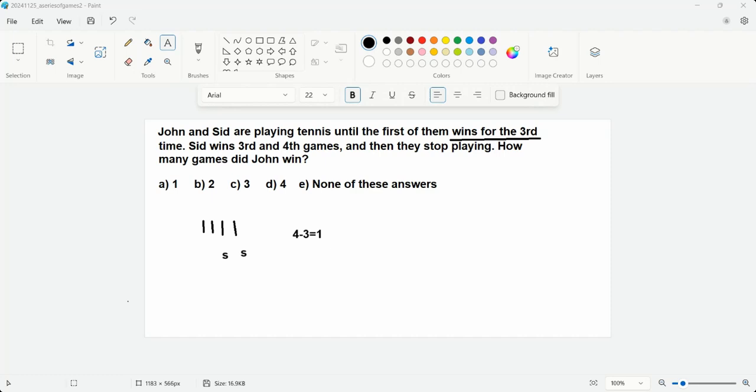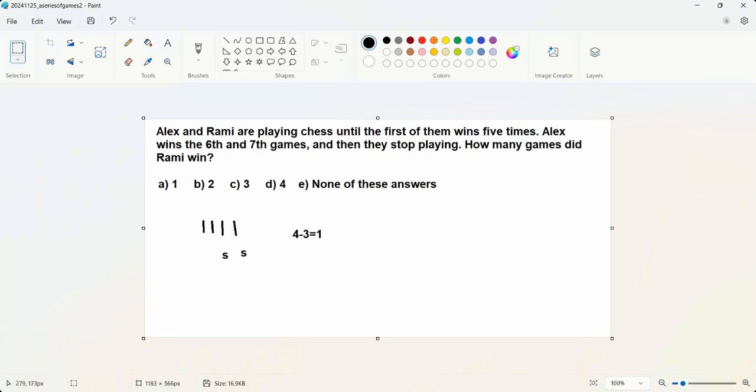To make this problem a little more complex, let's say there are more games. We just tried four games. Let's say we had more games, what would happen then? Alex and Rami are playing chess until the first of them wins five times. Alex wins sixth and seventh games, and then they stop playing. So we know that after the seventh game they stop playing, so there were seven games in total.